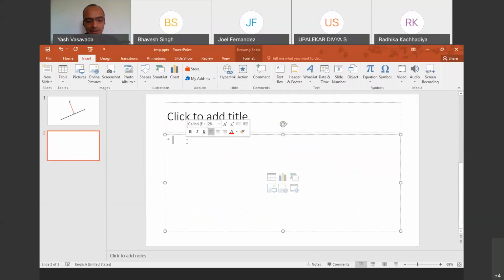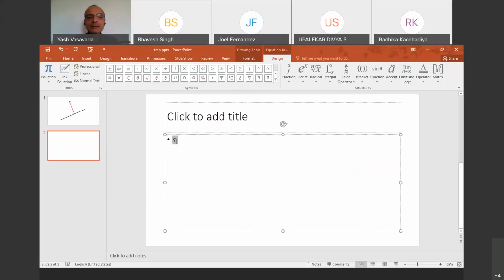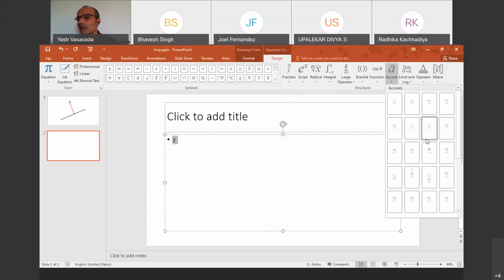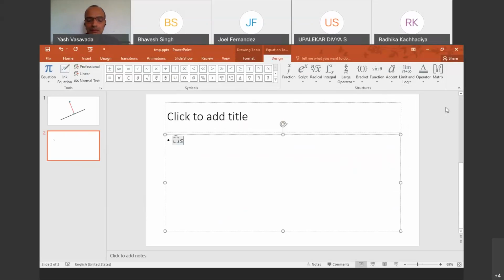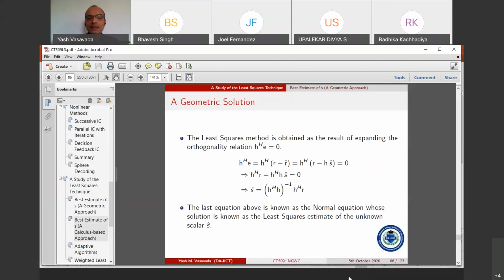Okay, so I'll say that the estimate of S is H Hermitian transpose H inverse times H Hermitian transpose. This is the least squares estimate of H, this equation over here, times R.